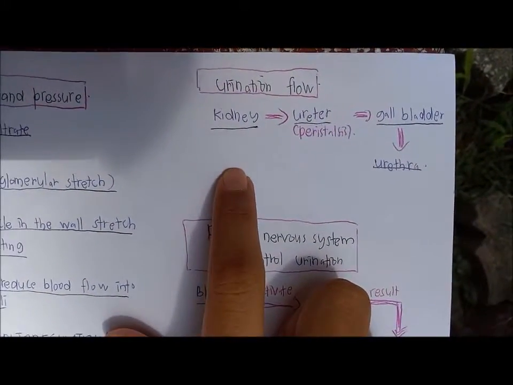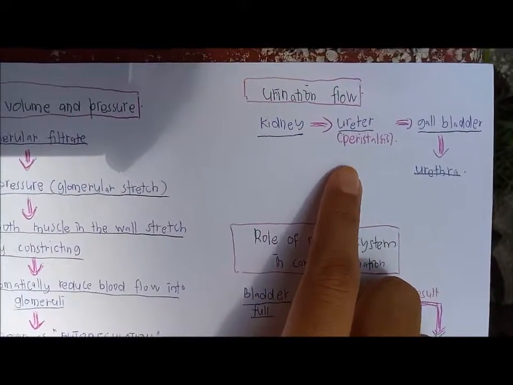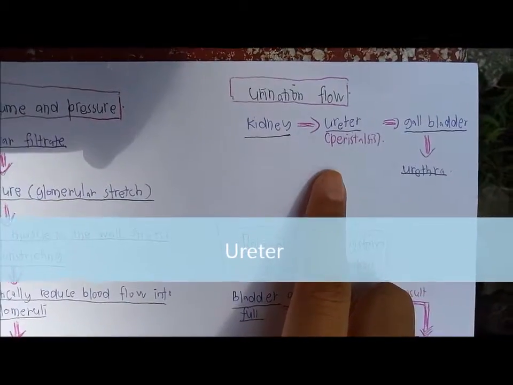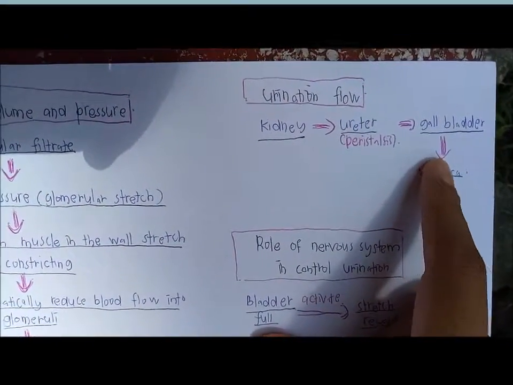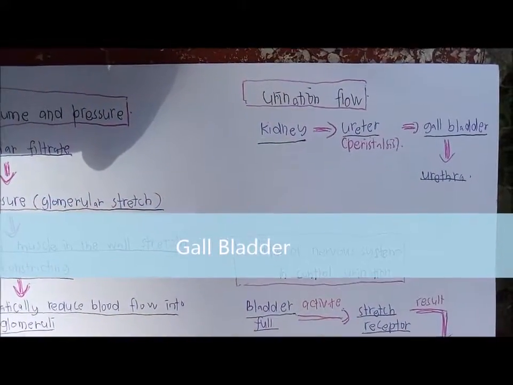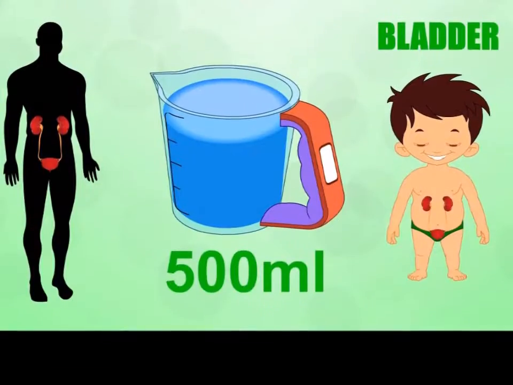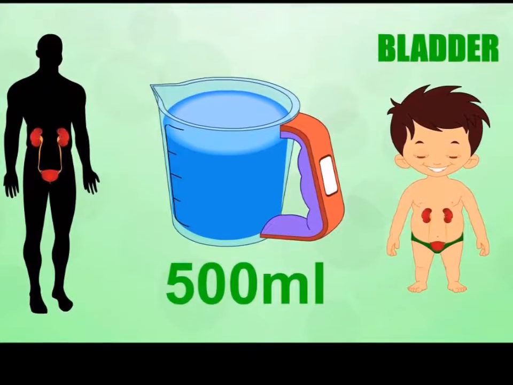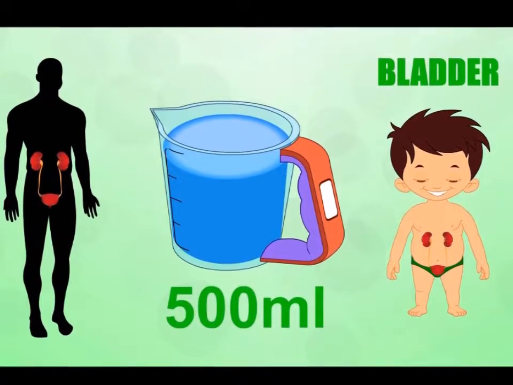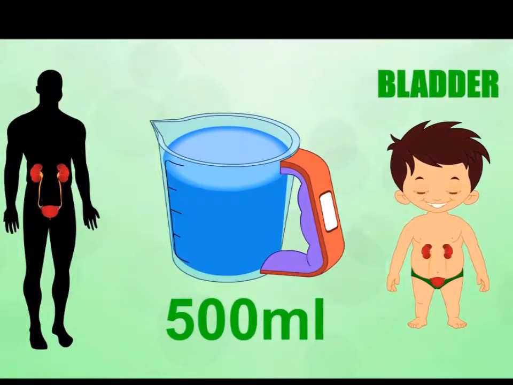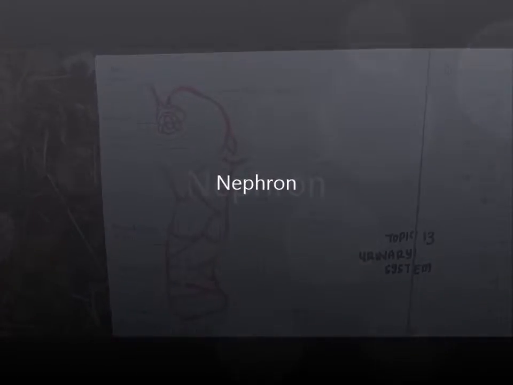After the kidney, the water will go through the ureter, where it will undergo the process of peristalsis, and then go to the bladder, where the water will be stored. The bladder can store water up to 500 ml, and the muscle around it will contract to push the water out to the urethra. Okay, this is the structure of the nephron.